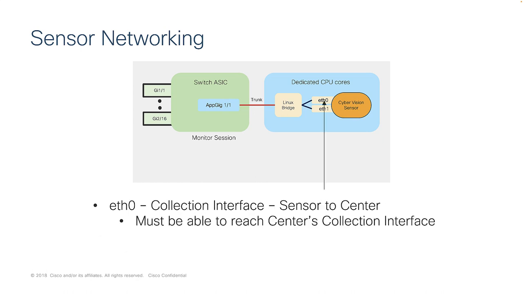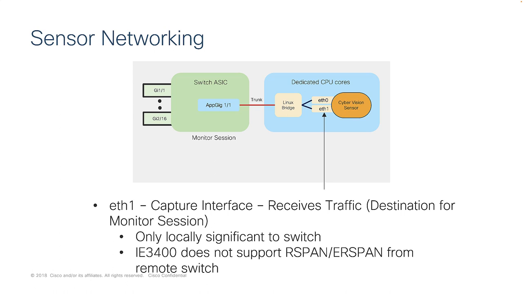Now, as discussed, ETH0, the collection interface, is the sensor-to-center communication. Ultimately what that means is that ETH0 needs to have reachability all the way back to the collection interface on the center itself. Again, this is what allows the sensor to communicate to the center. ETH1, or the capture interface, is what's receiving the traffic. And as you'll see as we go through, it will be the destination that we define for the monitor session. So we're going to assign an IP address to ETH1, the capture interface, and that IP address needs to align with how we configure the monitor session on the switch itself. We'll see that as we go through the example today.